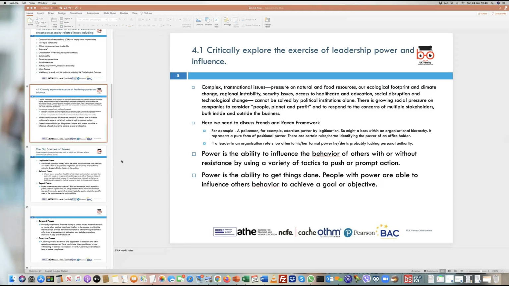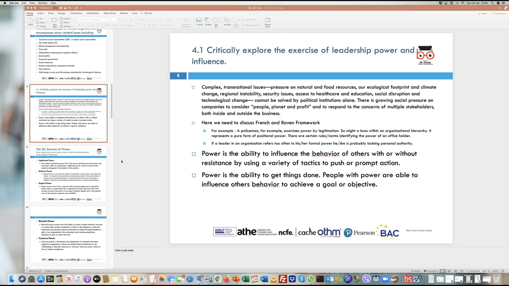All right. So let's look at getting into some of the assessment criteria now, in order to understand how some of these are going to be addressed when we look at this particular outcome. Now, the first one basically focuses on you exploring the power influence matrix.